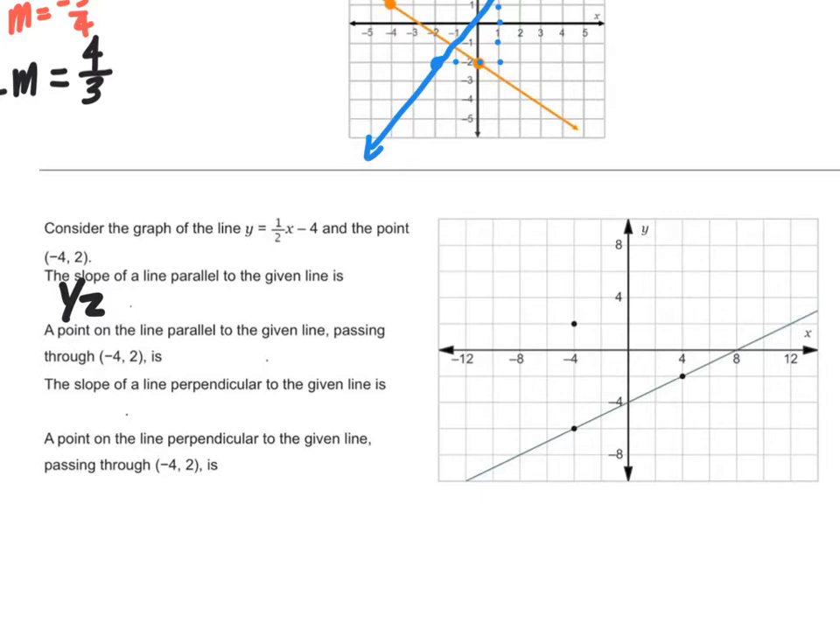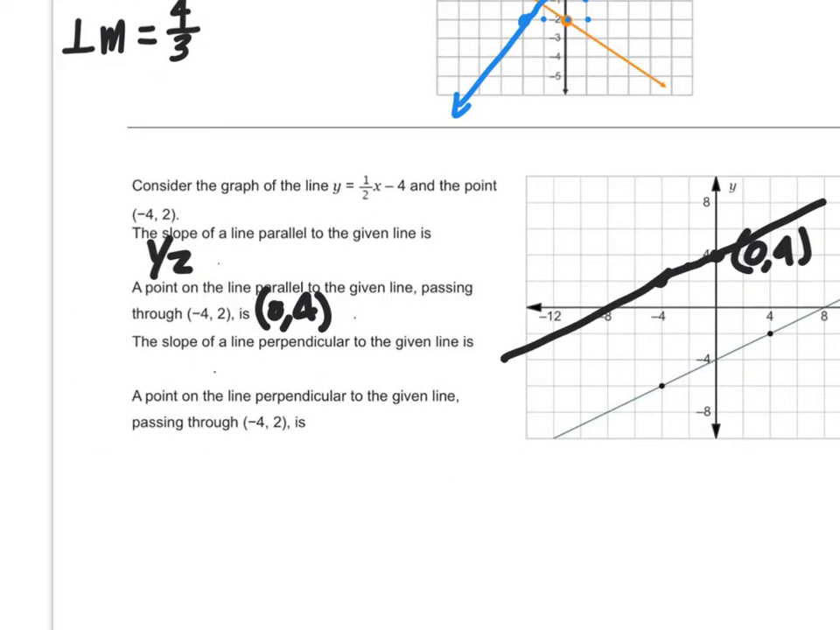So what I want to do is start here at this point, -4, 2, and go up 1 over 2. I could say that the point on the graph that would be parallel to this point would be the point 0, 4. There's a number of points you could do, but I know that this point would be 0, 4.